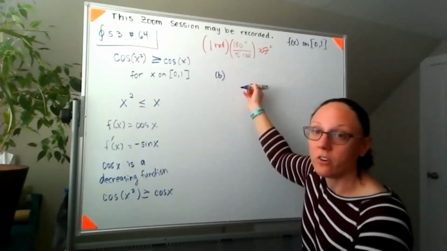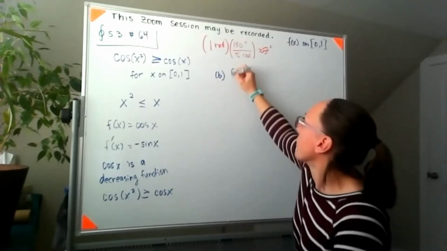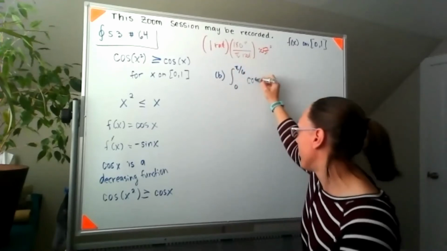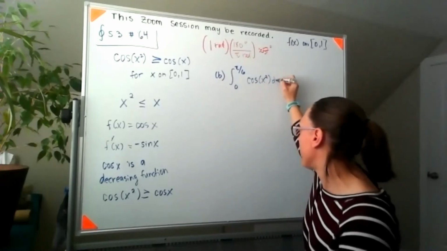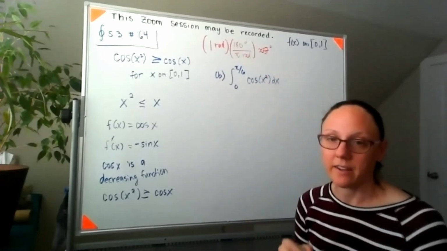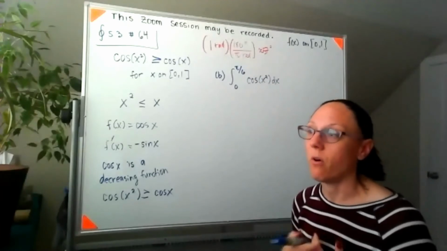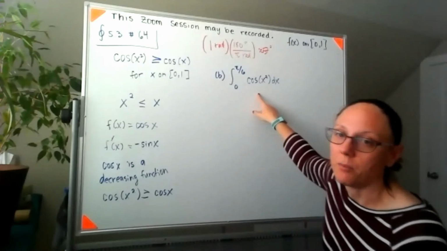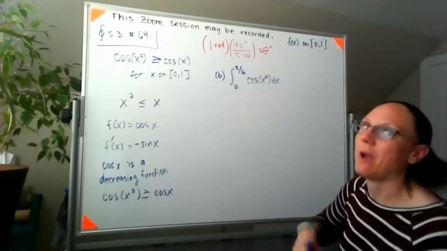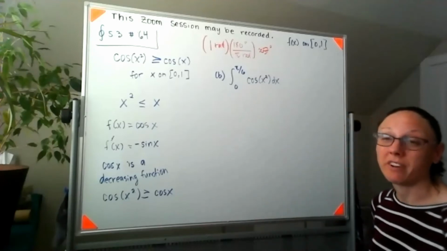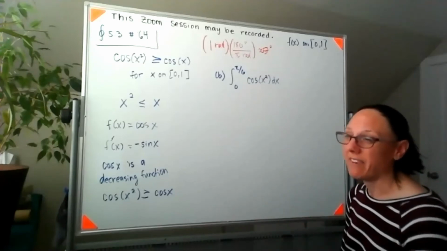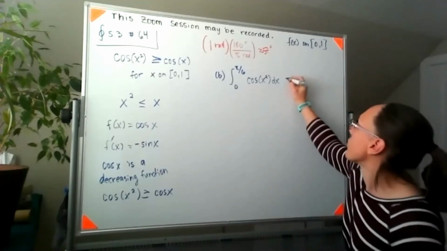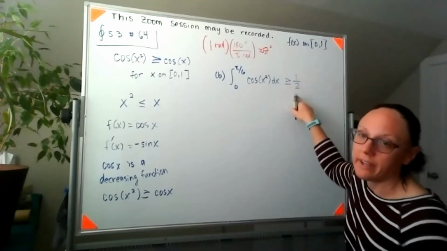The second part of the problem asks us to look at the integral. So now we're looking at the integral from 0 to pi over 6 of cosine x squared dx. Now the truth is that even after we go all the way through 17b, we still won't have a way to integrate this function. It's called a non-elementary function, and we're never going to have a way to find the antiderivative of it. But we haven't actually been asked to evaluate this. We've just been asked to show that this is greater than or equal to 1/2.